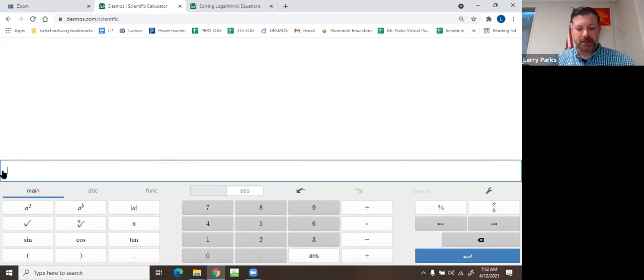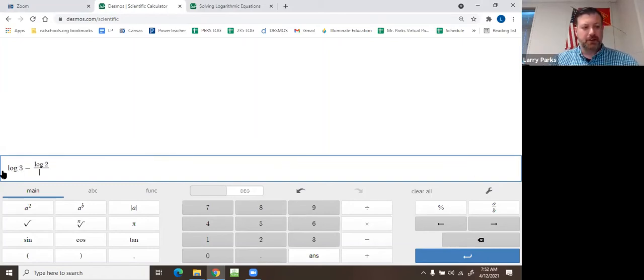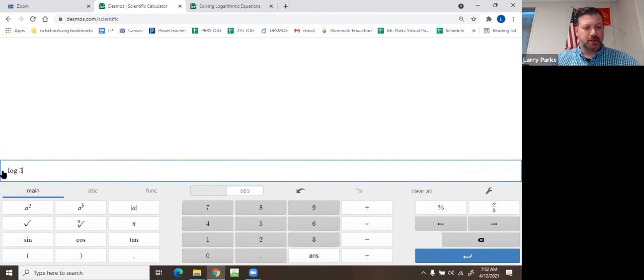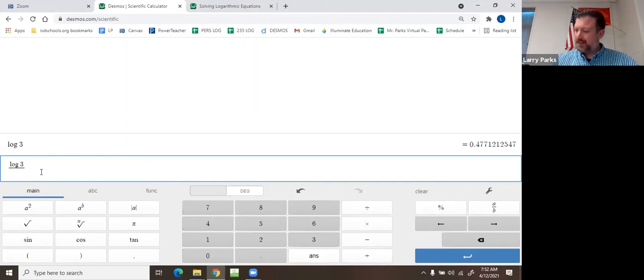So I need to type in log of 3 minus log of 2, log of 3 divided by log 2 plus log 3. That was log 3 minus log 2. And I got approximately, to the nearest tenth, 0.2.